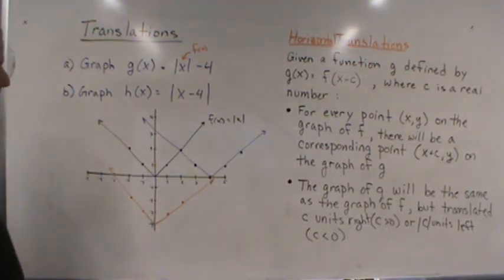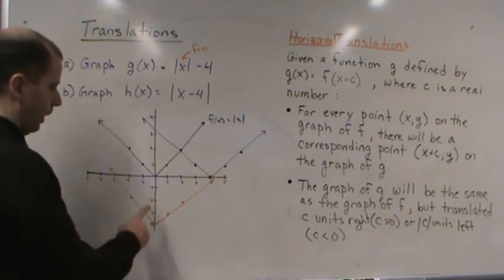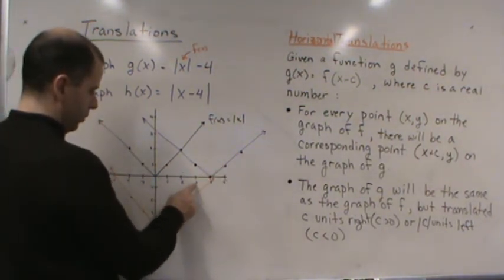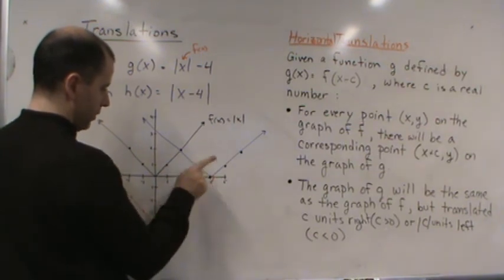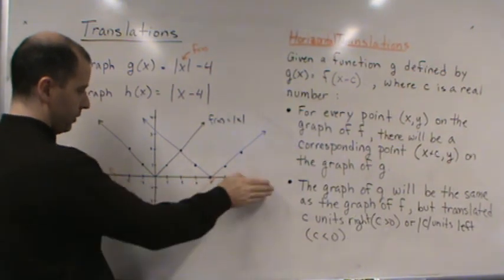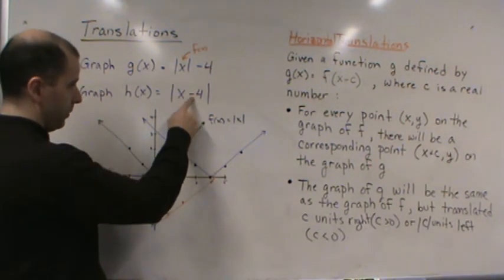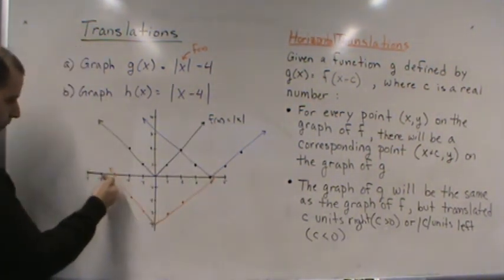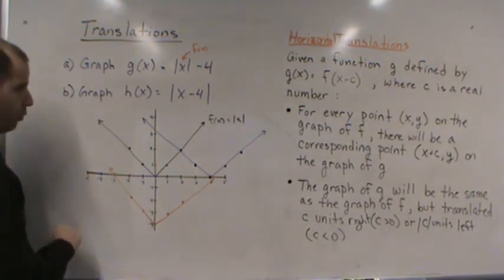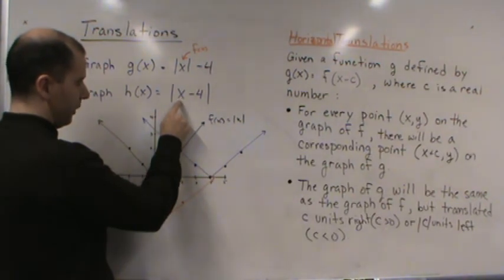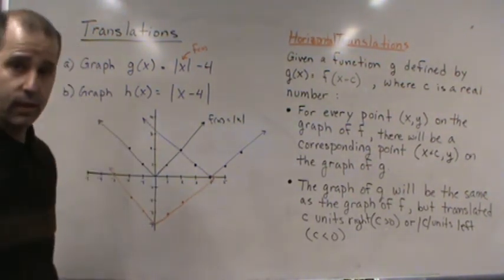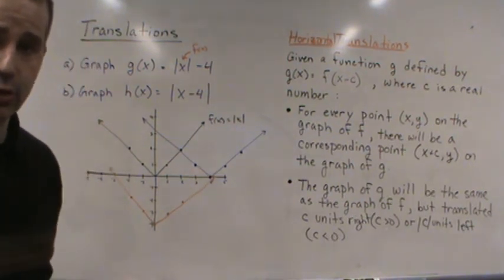And so look what happened. This got moved 1, 2, 3, 4 units to the right. I subtracted 4, and I moved 4 units to the right. If this had been plus 4, it would have moved 4 units to the left. So you have to make sure you look at what is going on with x. And that's it. That's vertical and horizontal translations.